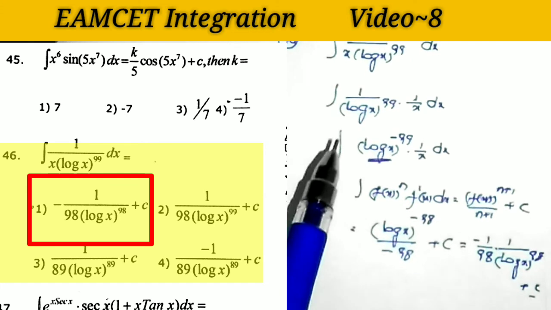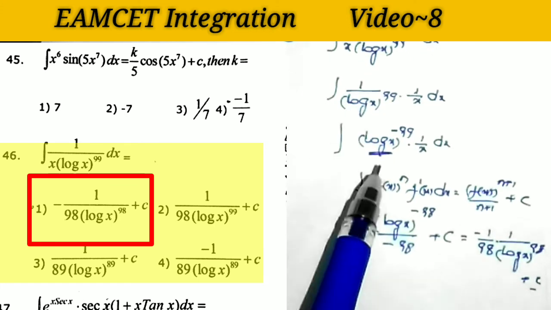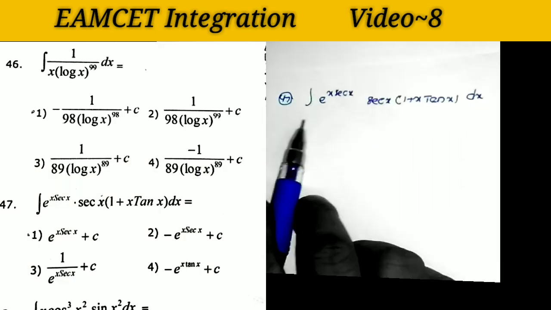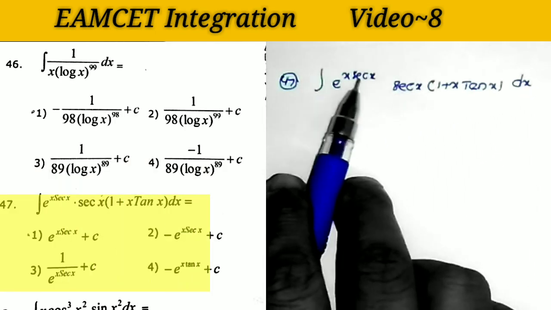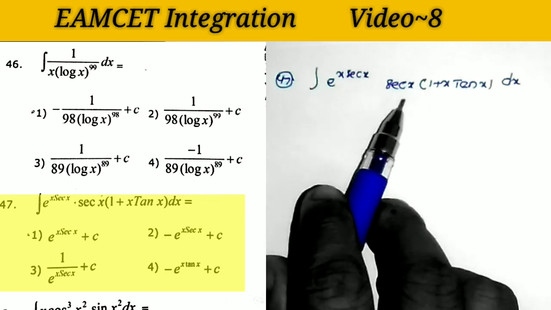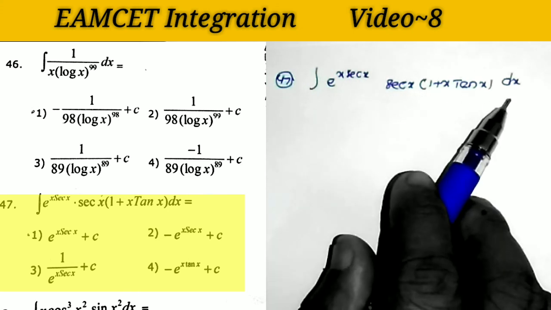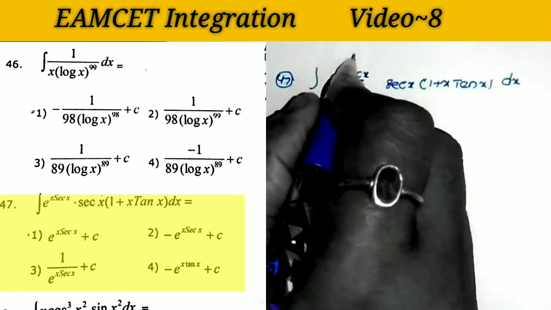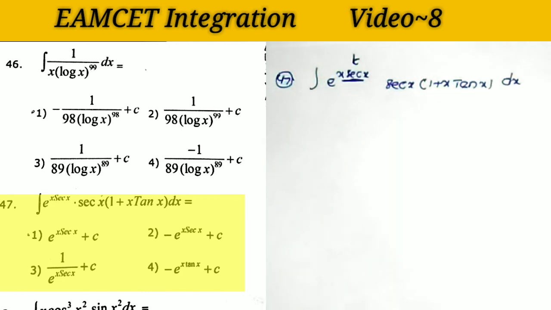Just converting the given question in the form of f of x whole power n into f dash of x and applying the formula. That's all. Number 47, integral e power x secant x into secant x into 1 plus x tan x into dx. Okay, so first I take that this total value is equal to t here. Okay, x secant x is equal to t.